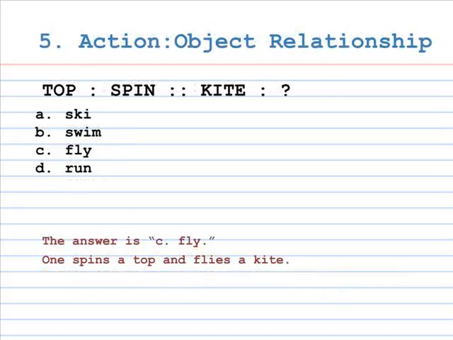5. Action to object relationship. Top is to spin as kite is to: A, ski; B, swim; C, fly; D, run. The answer is C, fly. One spins a top and flies a kite.